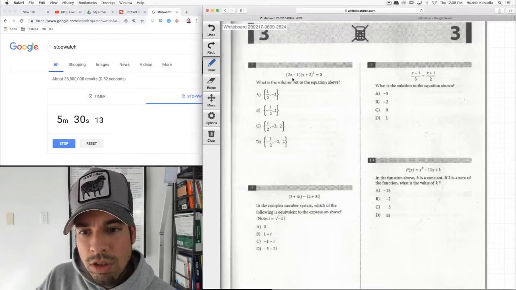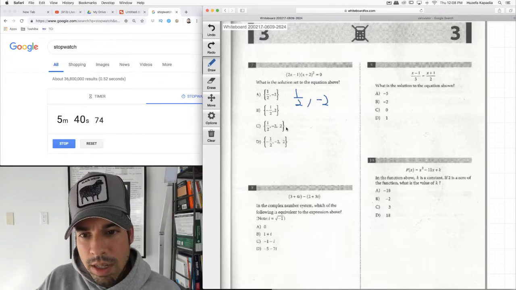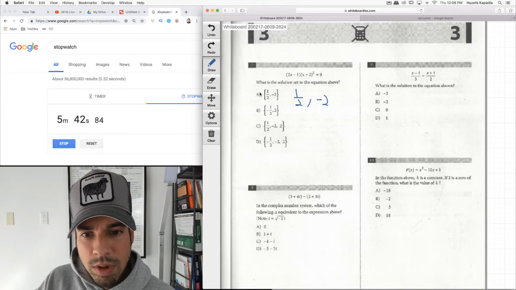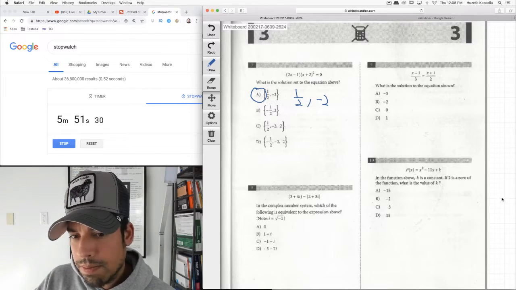What is the solution to the equation above? X equals, wherever this goes to 0 and this goes to 0, so negative 2 and 1/2. That's it. I don't know why they put this, but it's just this one, 1/2 and negative 2. Yeah, positive 1/2. Cool. Next.